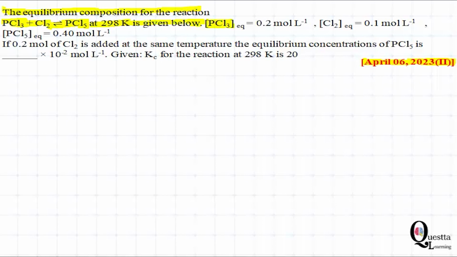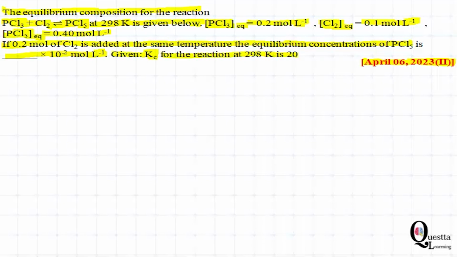The concentration of PCl3 at equilibrium is 0.2 mole per liter. For chlorine gas, the concentration is 0.1 mole per liter, and for PCl5, the equilibrium concentration is 0.4 mole per liter. If 0.2 mole of chlorine is added at the same temperature, the equilibrium concentration of PCl5 is dash into 10 to the power negative 2 mole per liter. We have the given value for Kc, that is the equilibrium constant, for the reaction at 298 Kelvin as 20.